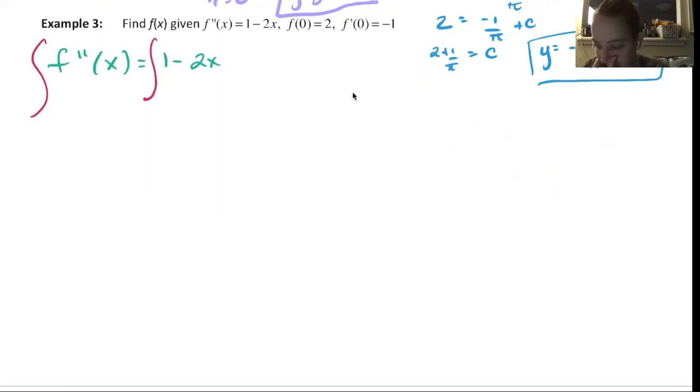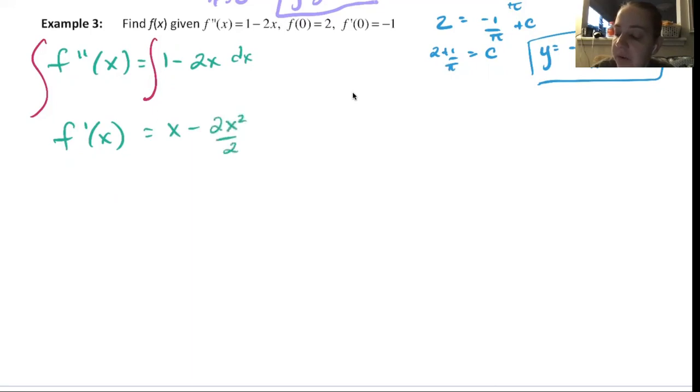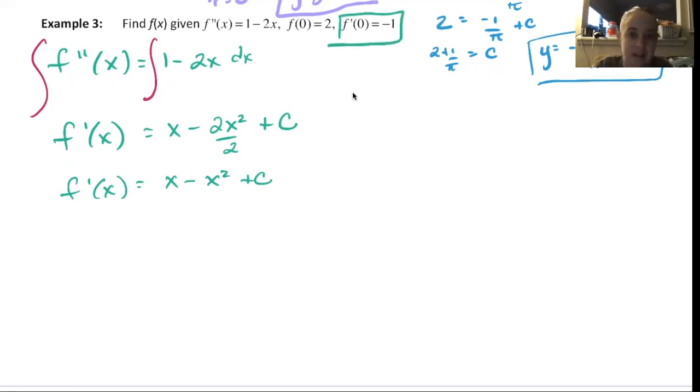Well, the left-hand side will become the first derivative. We're just moving up one level. And then on the right-hand side, we need to integrate both of those terms. There's really a dx over here. So the antiderivative of 1 is x. The antiderivative of 2x is negative 2x squared over 2 plus c. So let's clean this up a smidge. So we have our first derivative. Now we have this little piece of information. It looks like it's not huge, but it's actually really helpful. So that negative 1 goes in for the left, and 0 is all of your x terms.